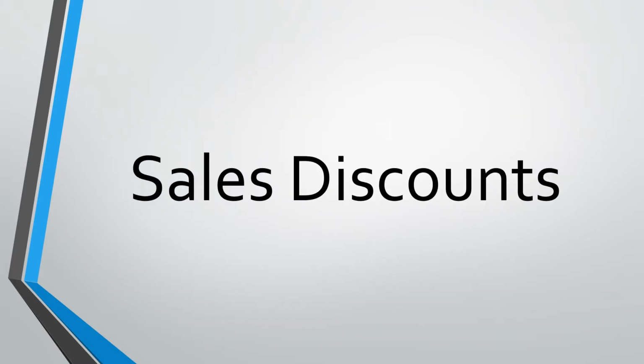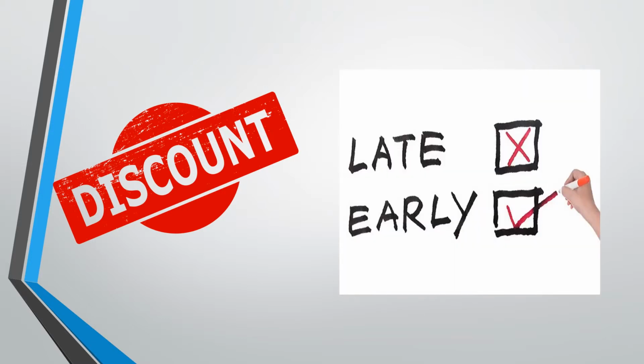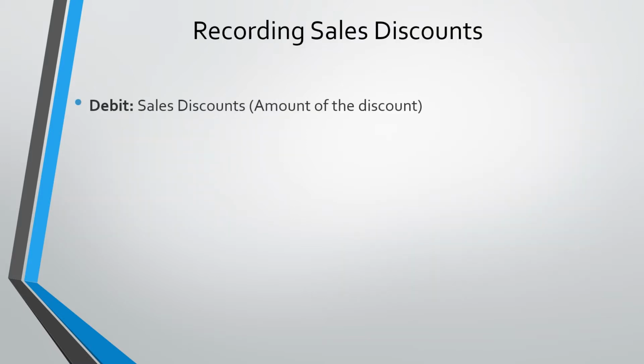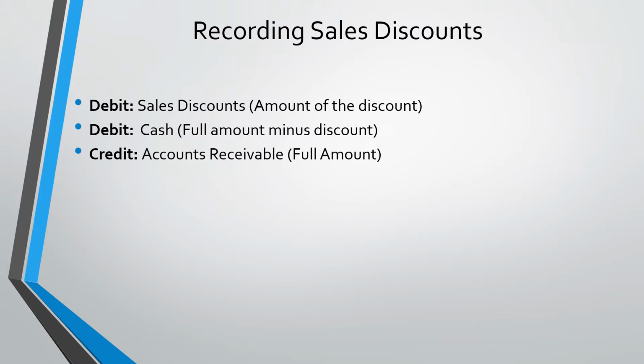Now we look at sales discounts. So this is a discount offered by a business to incentivize customers to pay off their debts earlier because money now is more valuable than money in the future, as this money can be invested and have interest accrued on it to increase its value. To account for this, we debit sales discounts by the discount and debit cash by the full amount minus the discount, as this is the amount that we will collect. We also credit accounts receivable as we no longer expect to receive this amount.